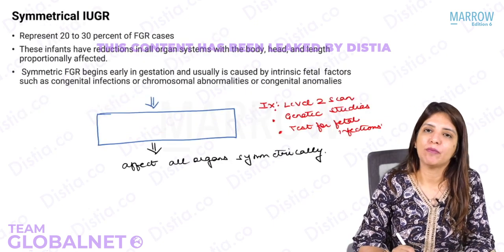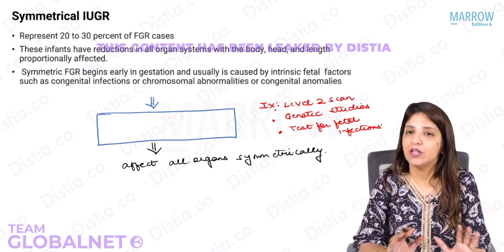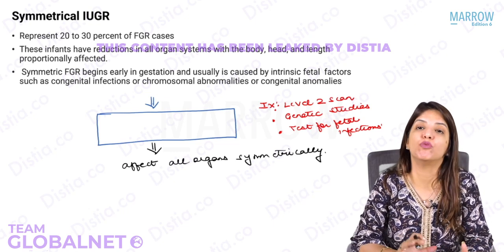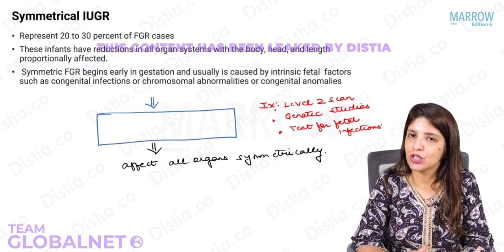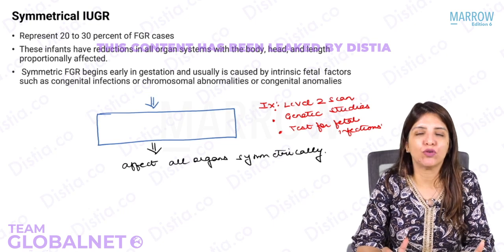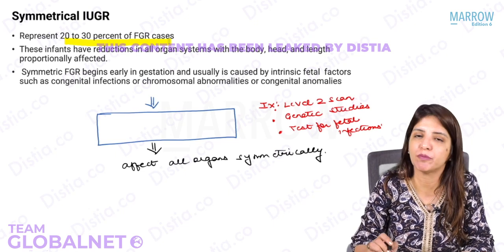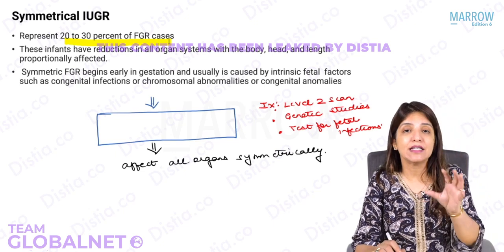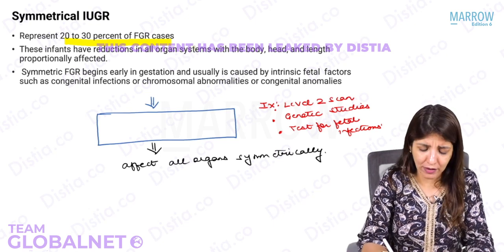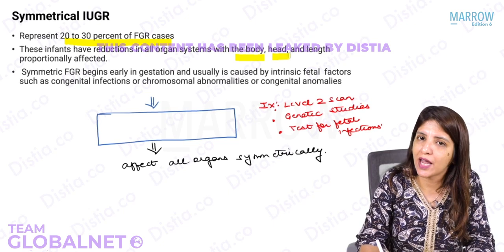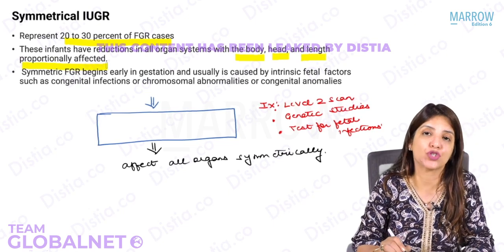So now let's talk about what is symmetrical IUGR and what is asymmetrical IUGR. First of all, let's talk about which one is more common. So remember, asymmetrical IUGR is more common than symmetrical IUGR. Amongst all the cases of IUGR which happen, symmetrical IUGR represents only 20 to 30% of the cases. Now, as the name suggests, in symmetrical IUGR, all the organs, whether it is the body, the head, or the length of the baby, will be affected proportionately.